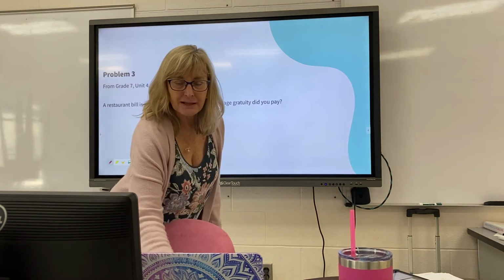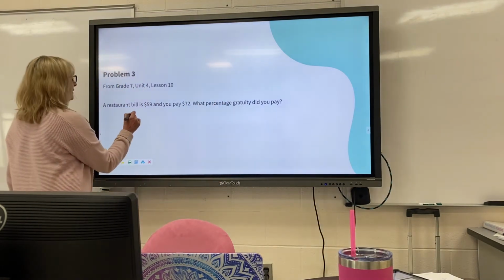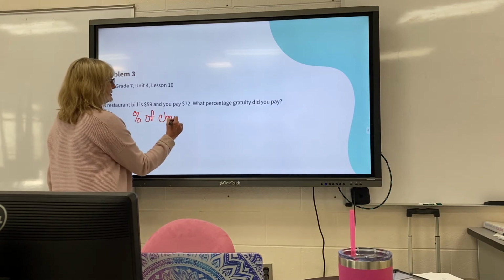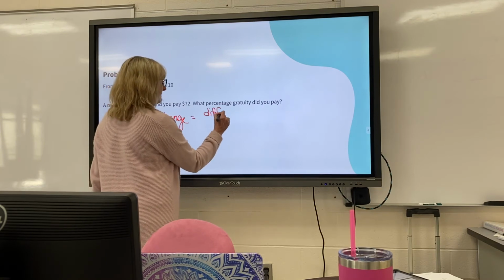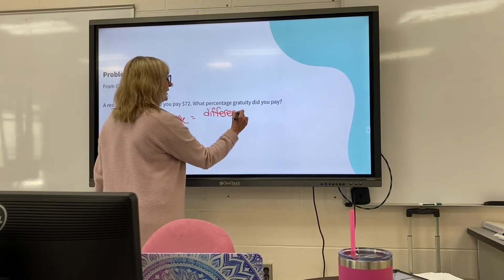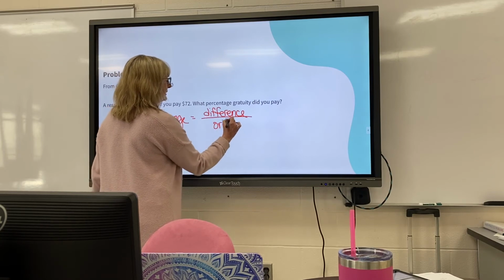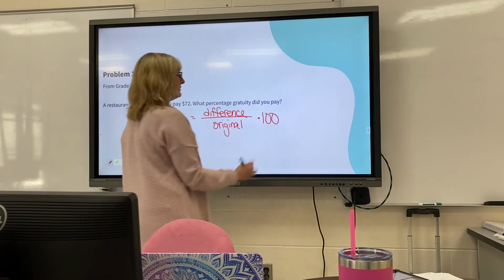So that's a percent of change. Does anybody remember the percent of change formula? Percent of change equals difference over, I think, original, times 100. There you go. Awesome memory. And then we multiply it by 100 to turn it into a percent.